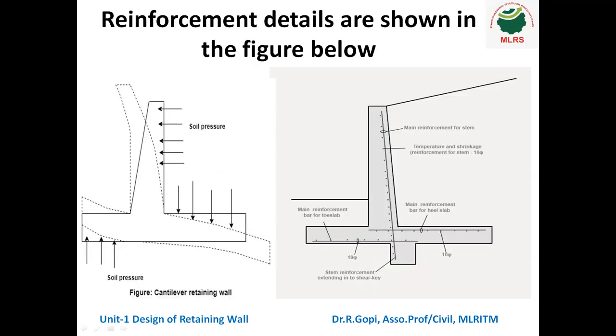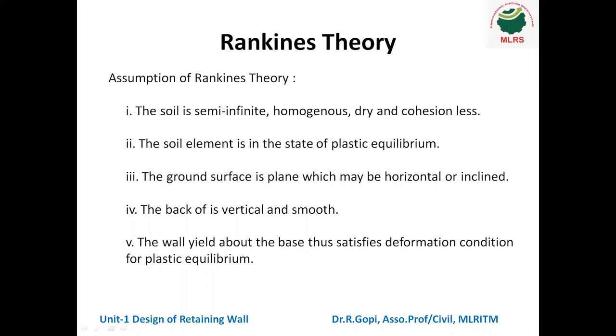So, okay students, I think all of you understand the introduction class about the cantilever type retaining wall. Rankine's theory may be used for finding the earth pressures acting on a retaining wall. So what are the assumptions of Rankine's theory? Based on the assumptions only, Rankine derived the formula.